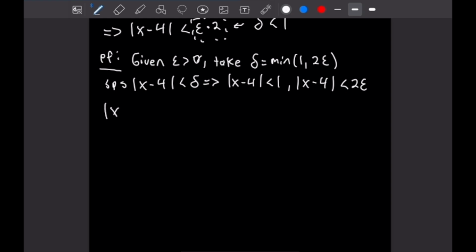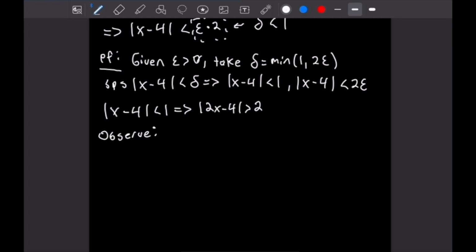So the absolute value of x minus 4 is less than 1 implies that the absolute value of 2x minus 4 is greater than 2. And like I said, we've already done the calculation for that, so this isn't a stretch. And so from here, we want to use all of these facts that we have established to show that the absolute value of x minus 4 is less than epsilon.